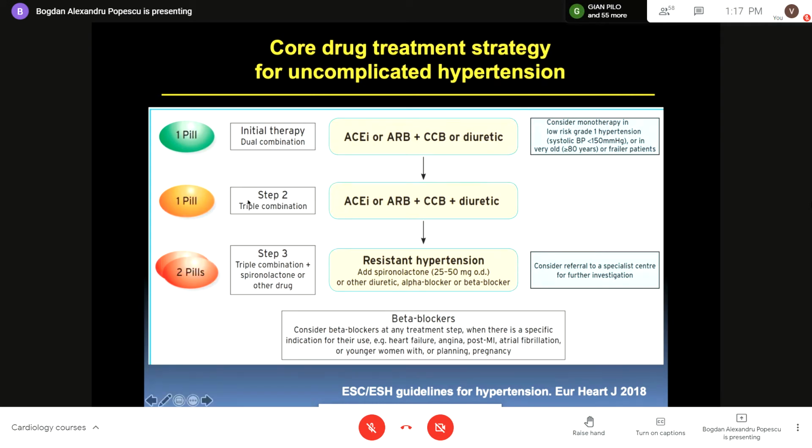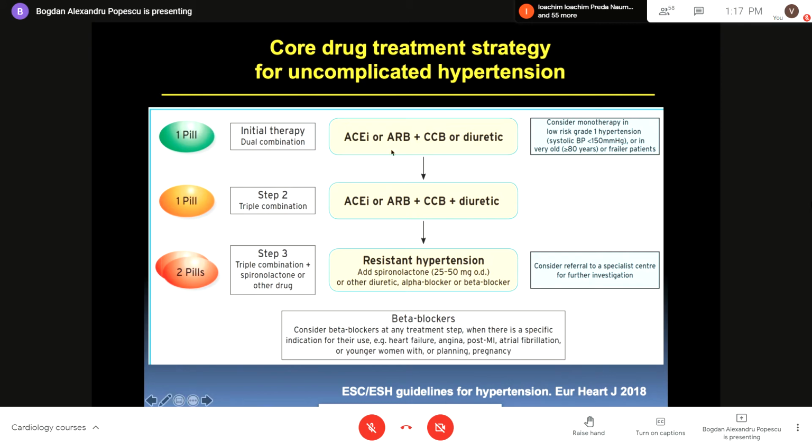Then, if this doesn't work and doesn't control well enough blood pressure values, you can add another one. So you have triple combination. And then you can add another one, you can have 4 drugs. So we take it in a step-by-step approach.